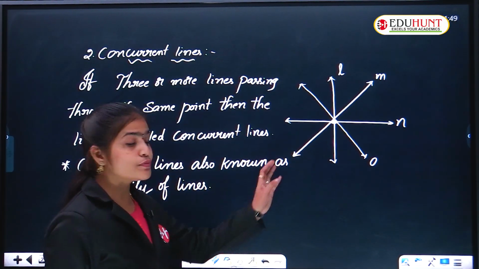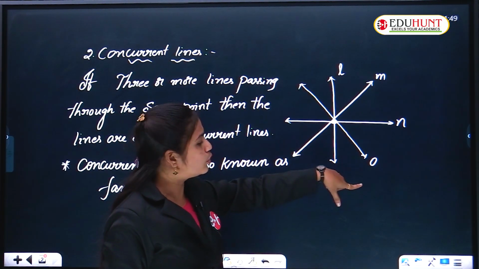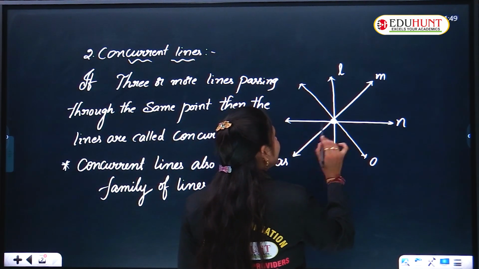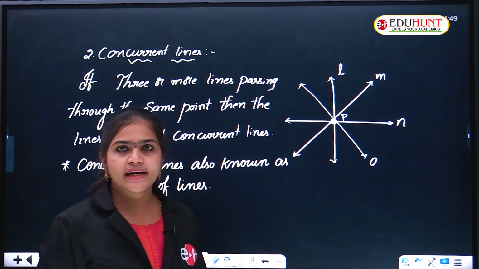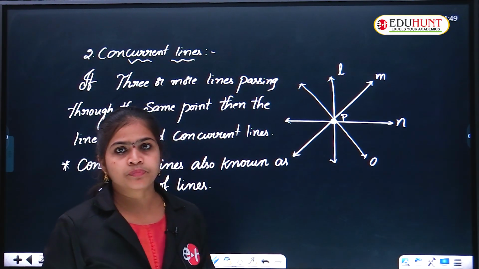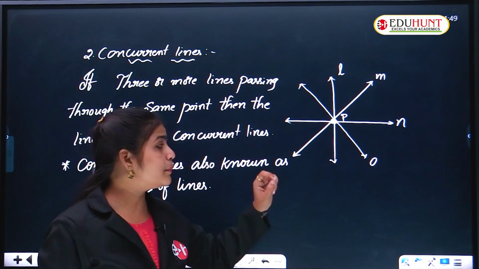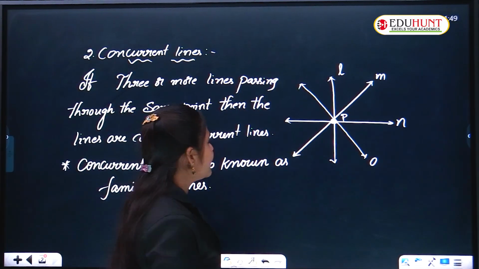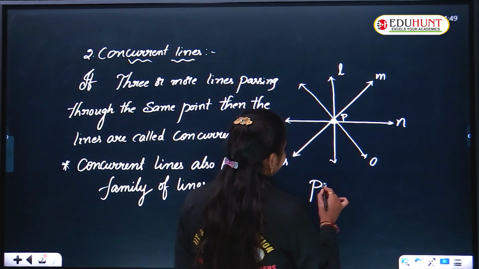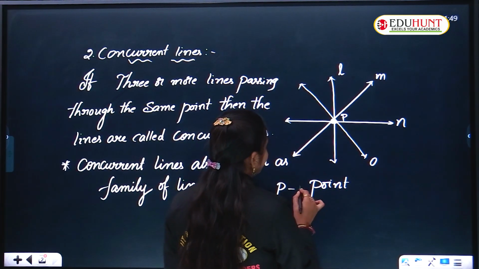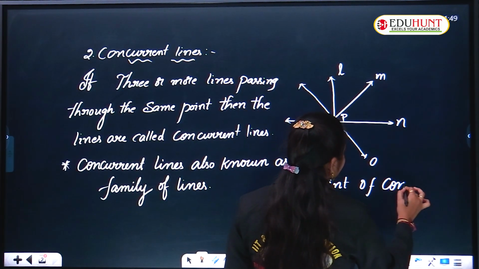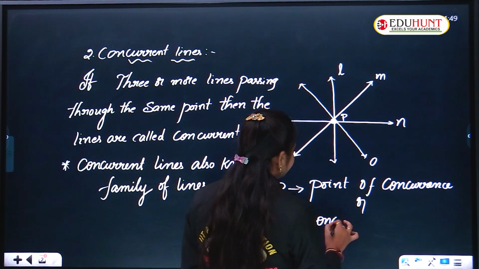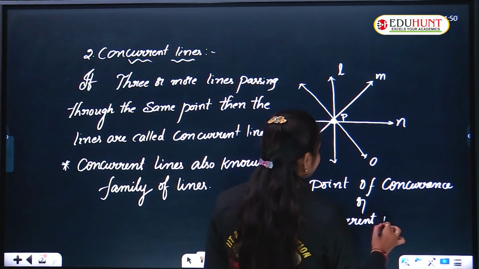Understood, ma? Here we can observe the lines L, M, N and O. These four are concurrent lines, and these four lines are passing through the same point. Name that point as P. Now what will we call that point? In concurrent lines, the intersecting point, that common point, is called the point of concurrence. Here P is called the point of concurrence or concurrent point.